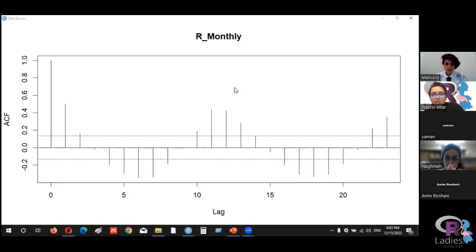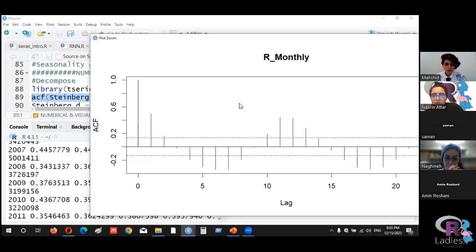There is a new package called TS Studio for analyzing time series data. Great. Thank you for letting us know. Yes, thank you for sharing.